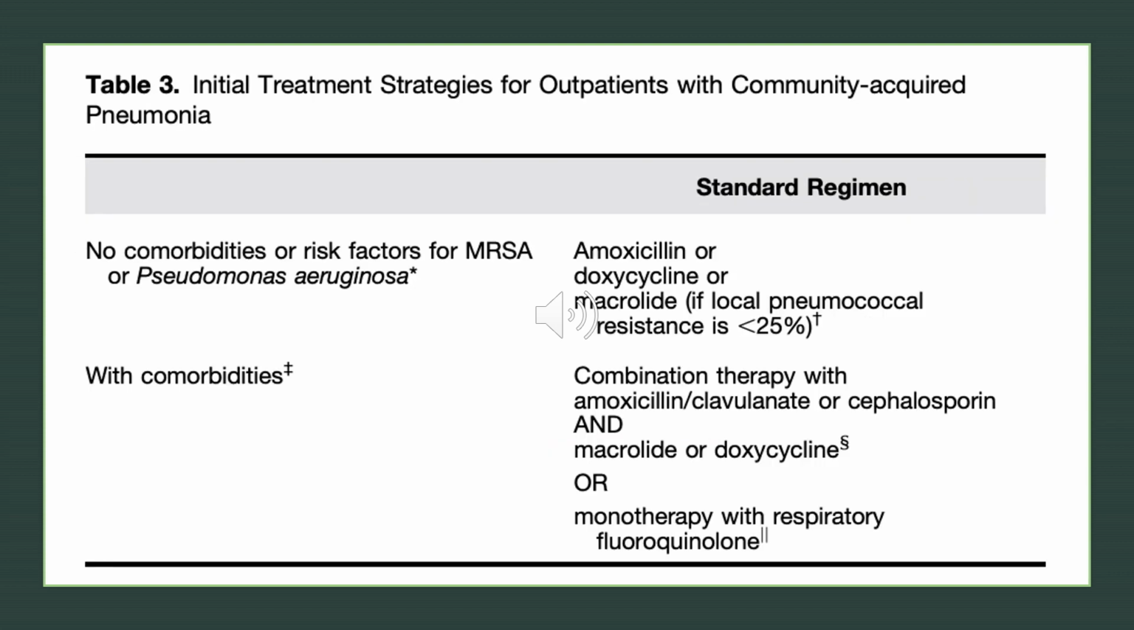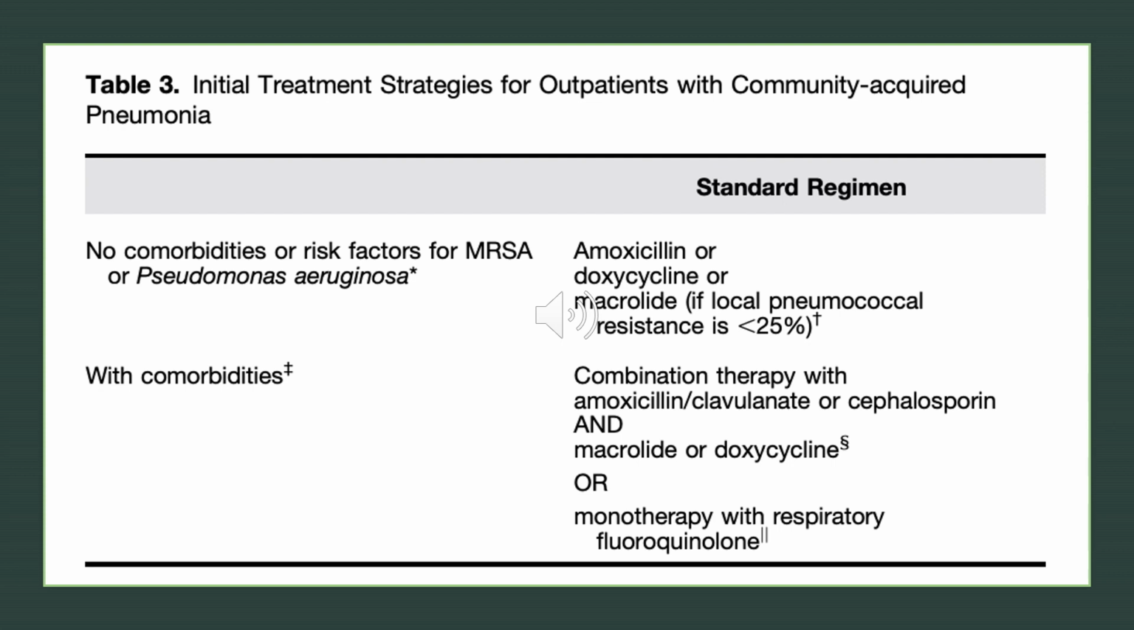So this is table 3 of that same clinical practice guideline, and this is going to be highlighting the initial treatment strategies for outpatients with CAP. For a patient who doesn't have other comorbidities or risk factors for a more severe infection, such as MRSA or Pseudomonas aeruginosa, we could start with the standard monotherapy of amoxicillin, doxycycline, or a macrolide if pneumococcal resistance is less than 25%. Here I wanted to highlight that local pneumococcal resistance of less than 25% is our breakpoint for local resistance or susceptibility.